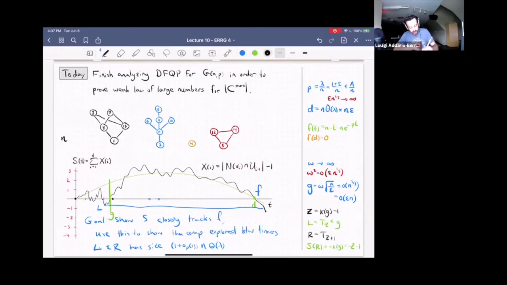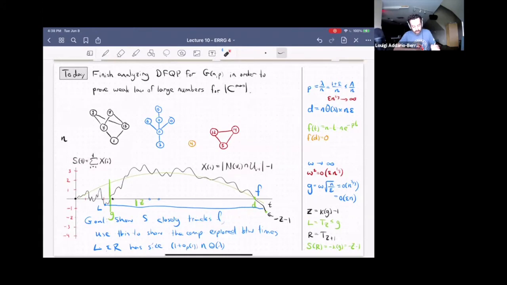Okay, so this depth here was Z, and so we finish exploring that component, which is alive, being explored at time G, when the process S over here hits minus Z minus 1. Okay, so S of R is minus Z minus 1. Okay, so that's the picture of where we're at.